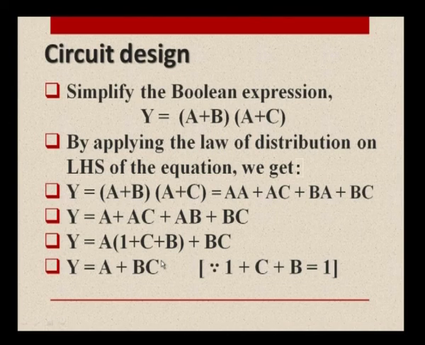Finally, let us count the number of gates required. It is one OR gate here and one AND gate here. Only 2 gates are required. So, we are able to reduce it by 1 gate. So, that is an advantage.